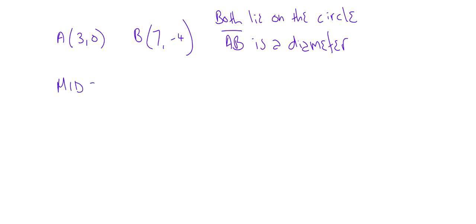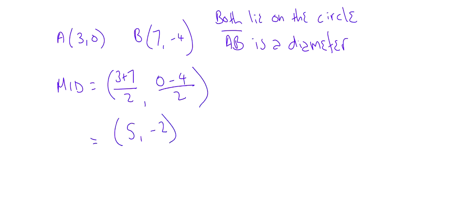So I got 3 plus 7 over 2 and 0 minus 4 over 2. So what do I get? 5 and negative 2. So that is the center of my circle. If I then asked you to find the equation of the circle, what is the one piece of information I don't have? The radius. Can I find the radius? How?